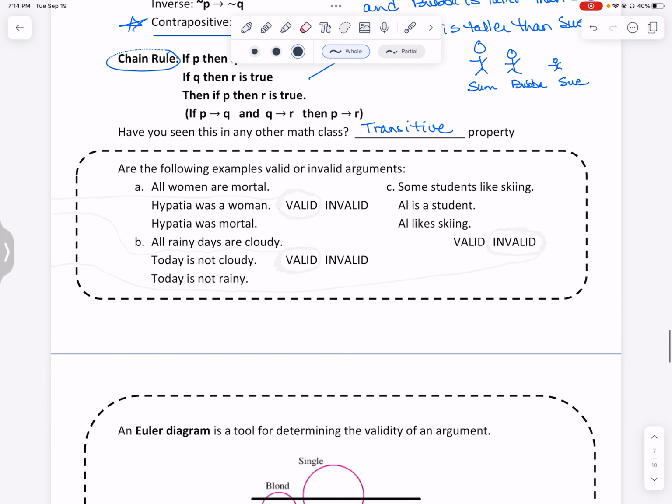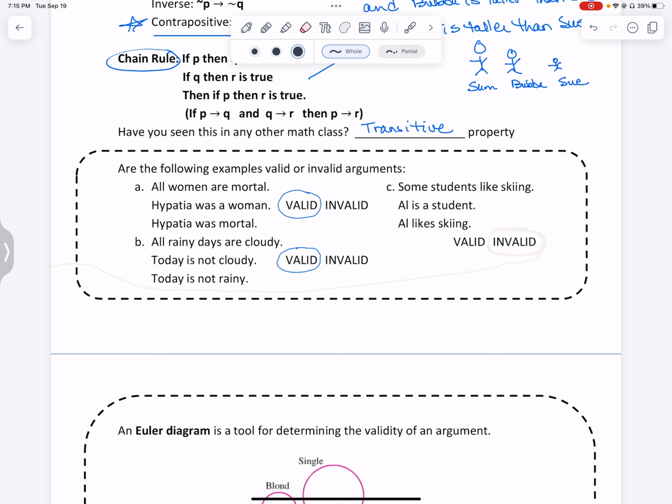All right, let's see if these guys are valid or not. All women are mortal. They're going to die eventually. Hypatia is a woman. So Hypatia is going to die. Hypatia is mortal. That is a valid argument. Okay. All rainy days are cloudy. So if it's a rainy day, it's cloudy. Well, today is not cloudy. So if it's not cloudy, then today is not rainy. That's a valid statement. Okay.